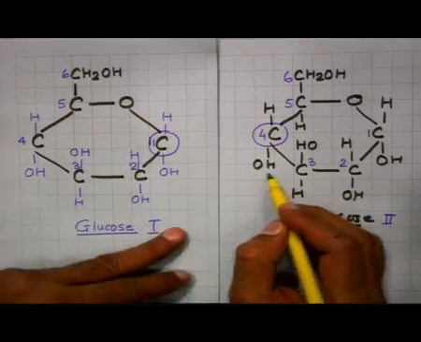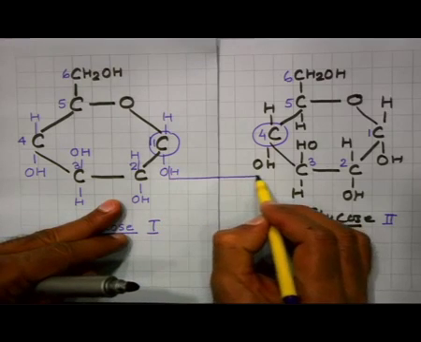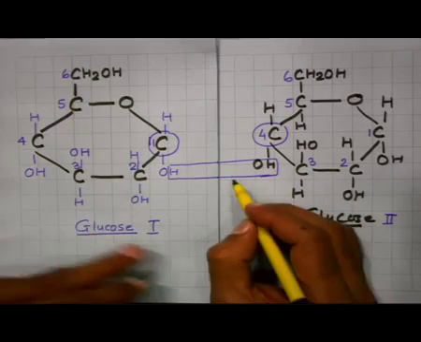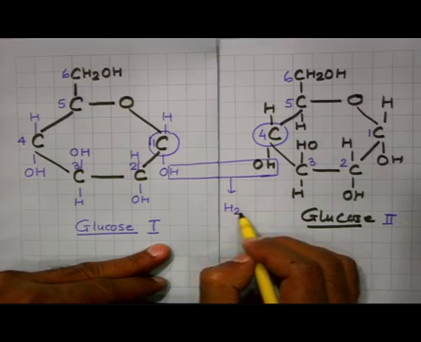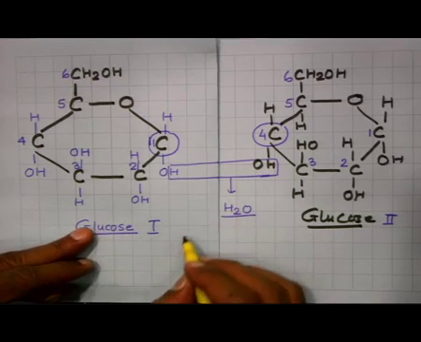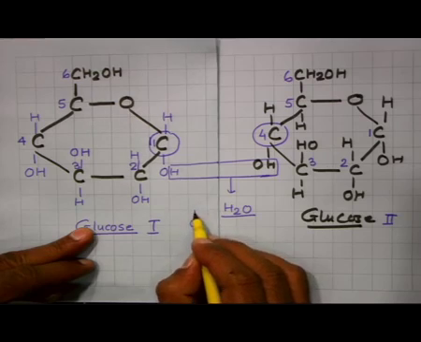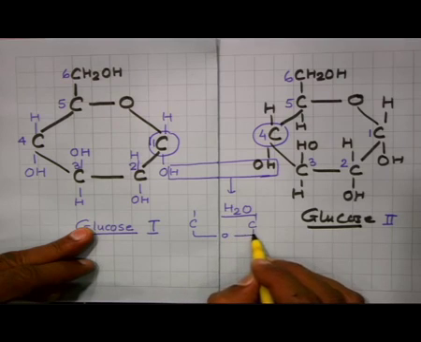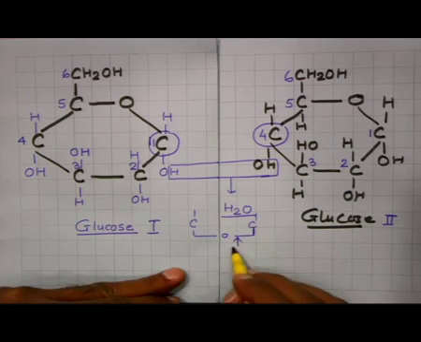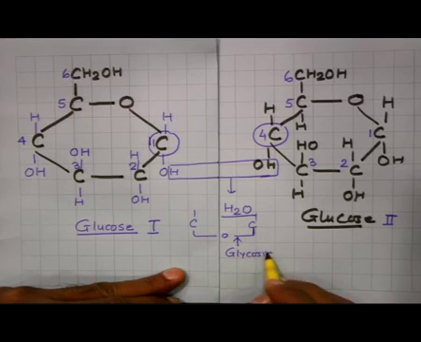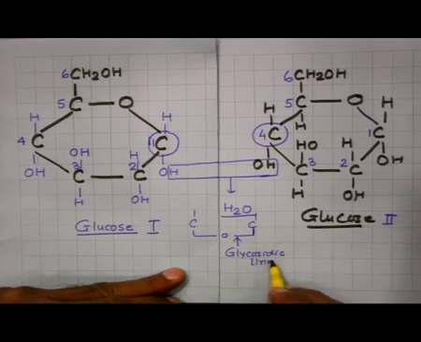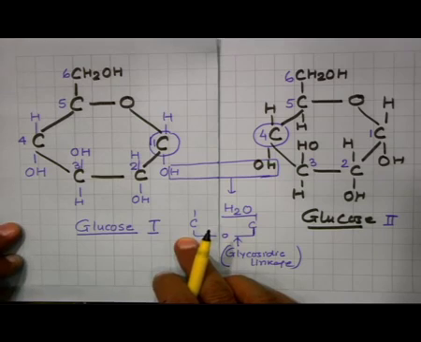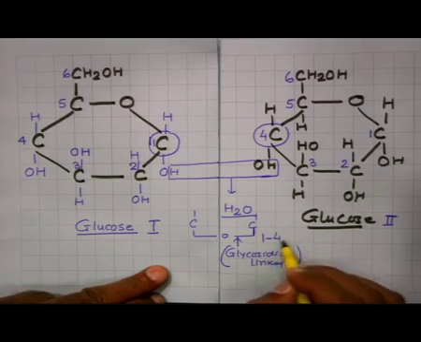This OH and OH group is going to be combined and water is going to be released. Here HOH, water is released. After releasing of water, carbon 1 and carbon 4 have this type of linkage. This linkage is called glycosidic linkage. So, when two monosaccharides are combined, it forms a 1,4 glycosidic linkage.